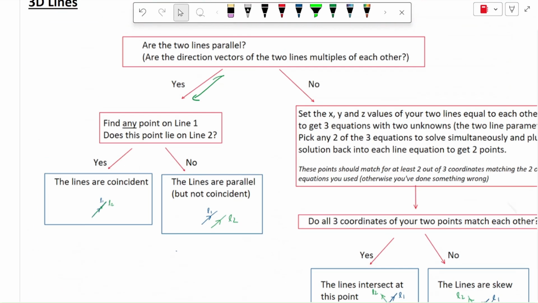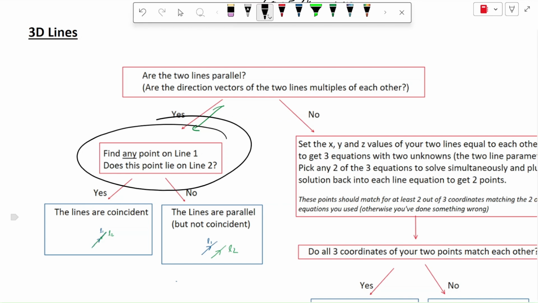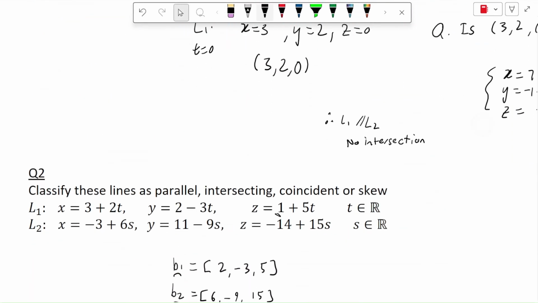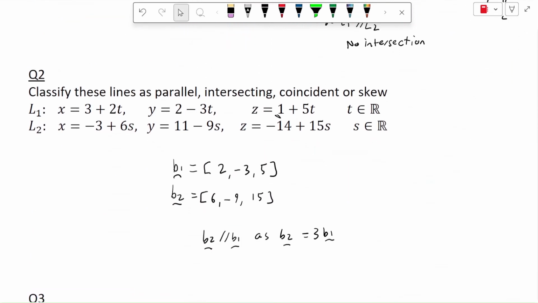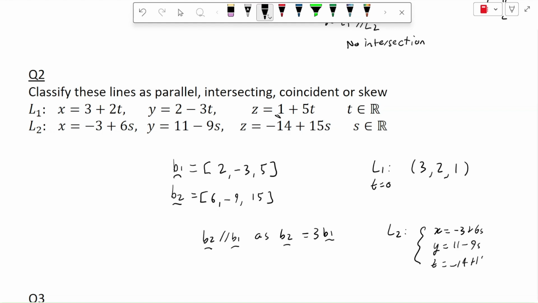So on the flowchart, we are now up to this point. We've got to find any point on the first line. Does it lie on the second line? So on L1, the easiest point to pick is usually just t equals 0. So we've got this point 3, 2, 1. And the question is, does that lie on L2? So on L2, the equation is x is minus 3 plus 6s, y is 11 take 9s, and z is minus 14 plus 15s.